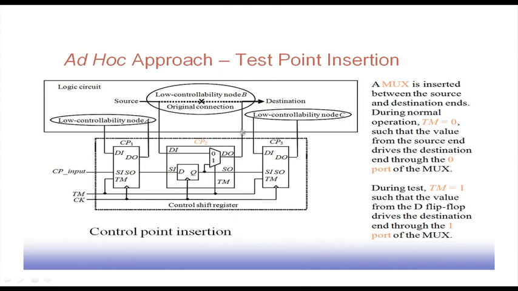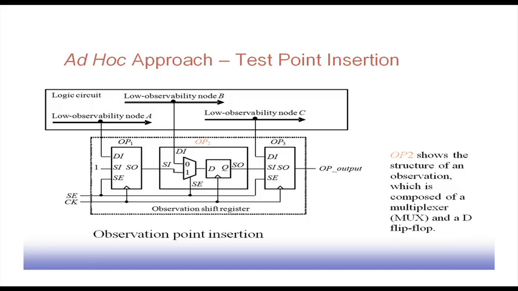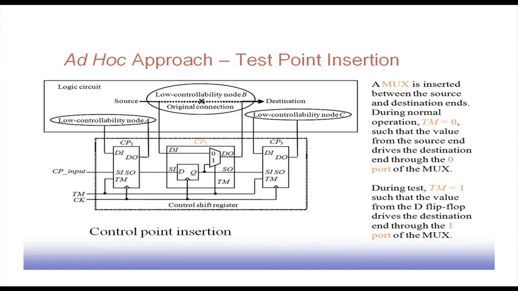It was going through this multiplexer like this. Now, once this TM line is made equal to 1, this Q output will be coming here and it will go via this DO line to the destination. So, this pattern 1 0 1 that we wanted to apply at the 3 control nodes A, B and C, that can be done. Okay. So, this is the control test point insertion mechanism. Using this type of observation shift register and this control shift register, we can observe and control individual points of the circuit that we want to see. So, we will continue in the next lecture.